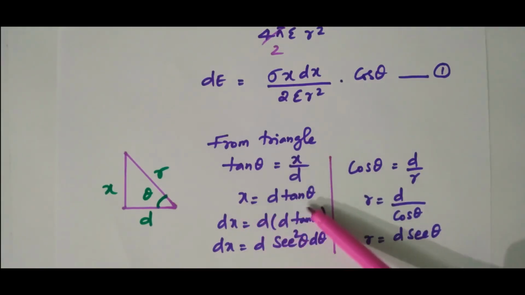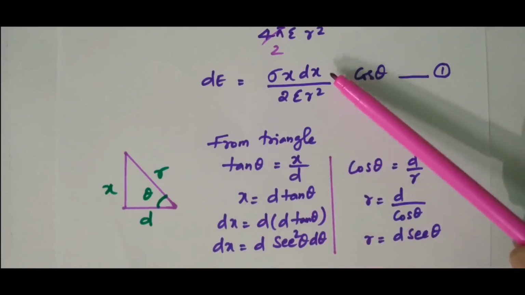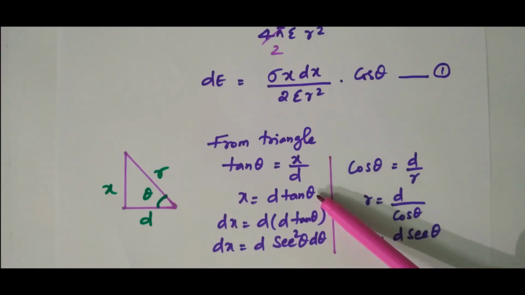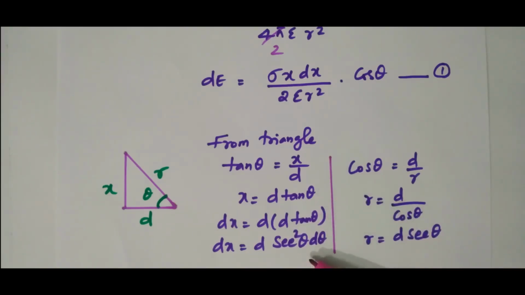Now we got the expression for x equal to d tan theta. We need dx also, so differentiate on both sides. So dx equal to differentiation of d tan theta. Differentiation of tan theta is nothing but secant square theta into d theta. So dx will be d secant square theta d theta. Right, so we got the expression for x as well as dx.